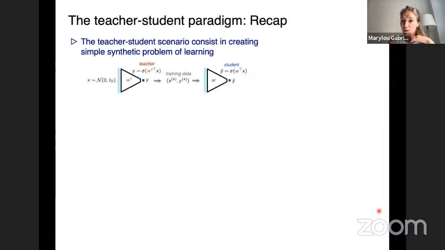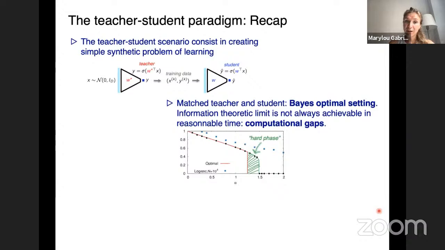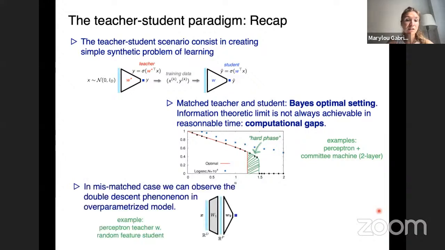So just before we make the break, let me recap this first section about the teacher-student paradigm, where what we have seen is that indeed this teacher-student setup is a way of creating simple synthetic problems that we are going to be able to study. In the case where the teacher and the student are matched, then we are in the so-called Bayes optimal setting. And we have seen that this information theoretic limit is something we are able to compute with those methods, but it is not always achievable in a polynomial, reasonable time. And so we can unveil some computational gaps. And here the examples we treated were perceptrons and two-layer committee machines. And then in the mismatch settings, we can observe the double descent phenomenon. And this we have observed in a model where we had the perceptron teacher with random feature students. So that's it for the teacher-student paradigm.